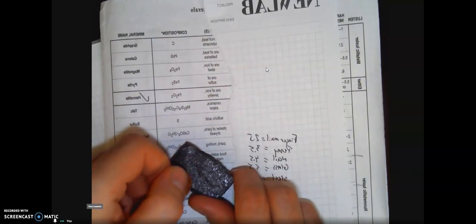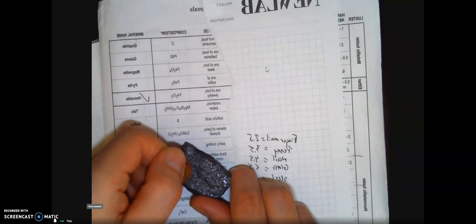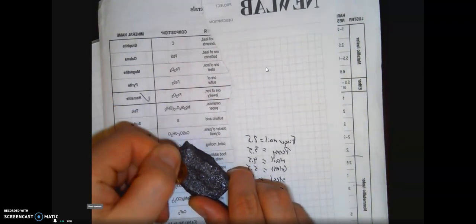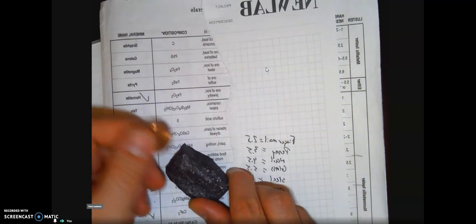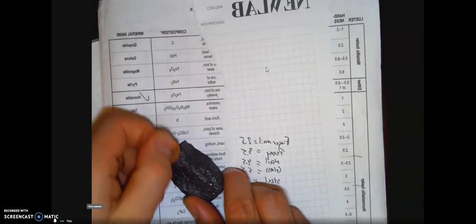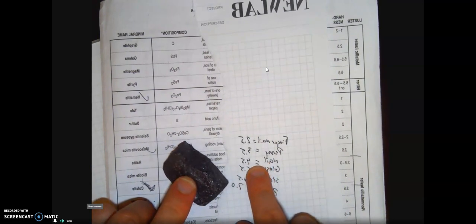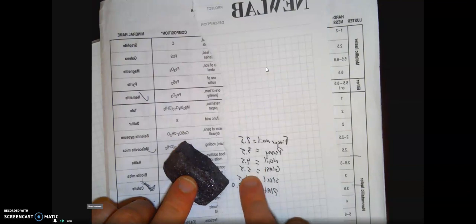Next up, penny. If I can find my penny. Let's see if I could scratch this with a penny. Okay, I'm pushing pretty hard here, and I am not getting a scratch on there. In fact, if anything, I think I'm scratching the penny. So I know this is harder than my penny. Next is a nail. I don't have a nail available, so I'm going to skip that one.